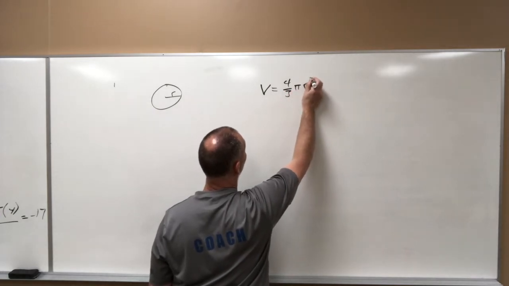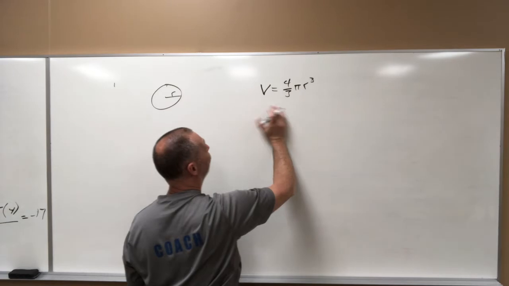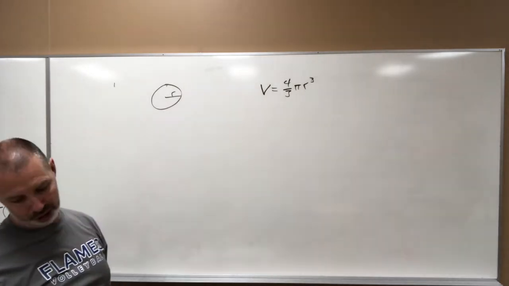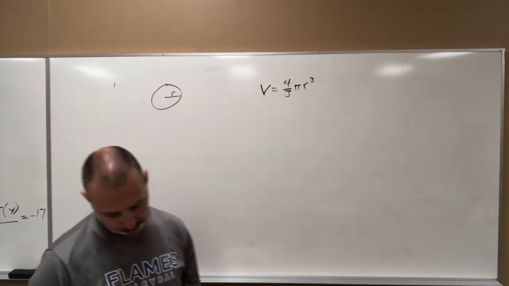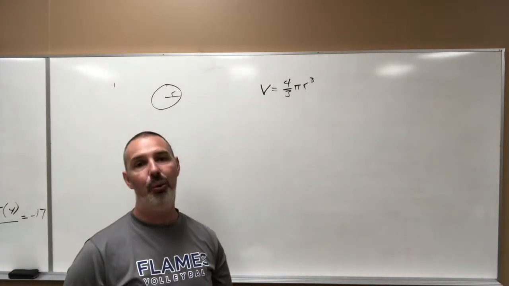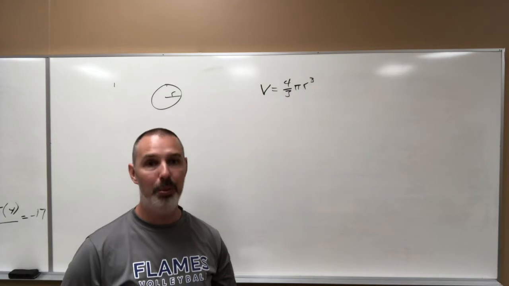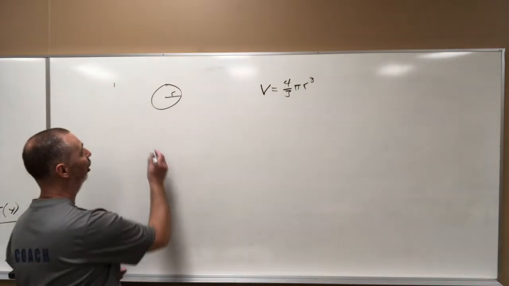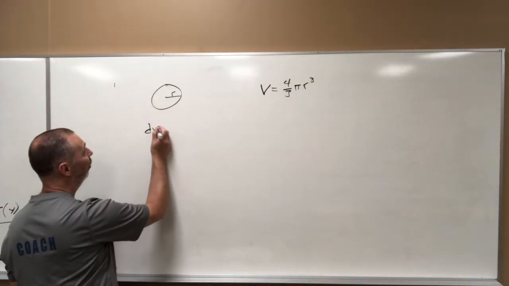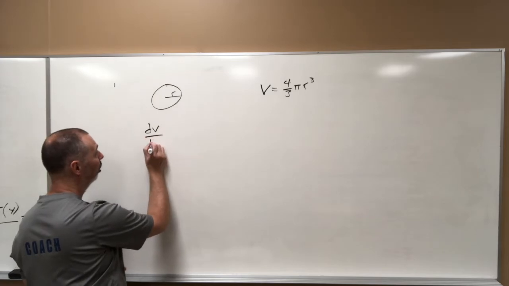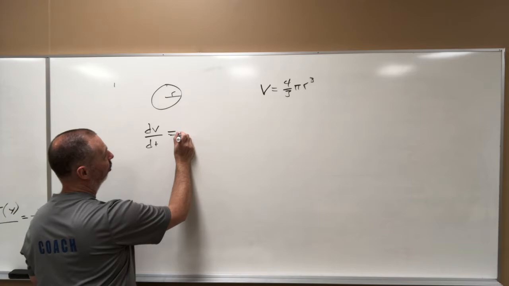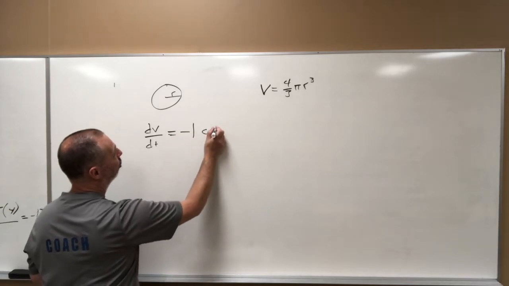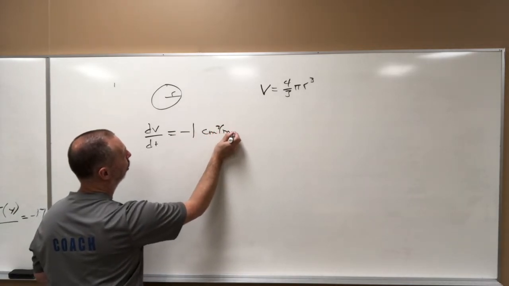All right. So there's our formula. Our formula relates volume and radius for a sphere. Now, what's given and what do we want to find? We are told that the volume is decreasing at a rate of 1 centimeter cubed per minute. Okay, that's a rate of change. We're going to call that dV/dt, the derivative of volume with respect to time. It is decreasing at a rate of -1 centimeter cubed per minute.